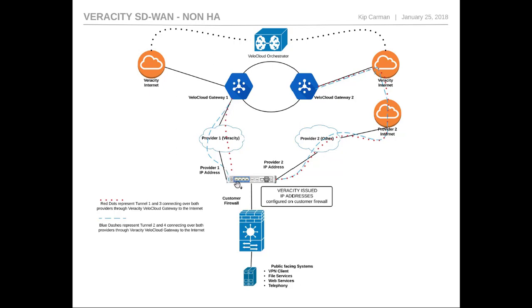That's what's represented by the blue dashes and the red dots, and put those on the LAN inside of the VeloCloud Edge device. This allows us to put those public IP addresses on the customer's firewall, and we're able to preserve any traffic that comes from the customer's local area network or LAN, and route that over through our VeloCloud Edge device through our gateways, and then egress out to the public internet.